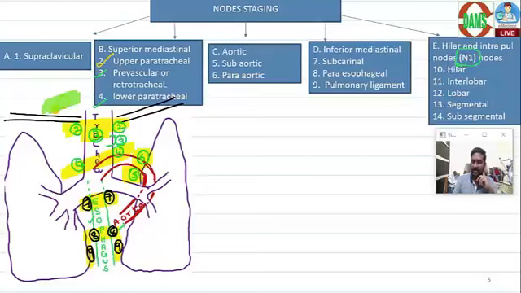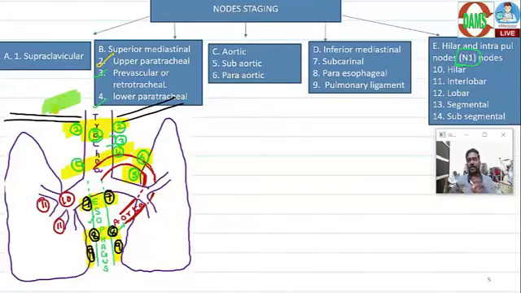So there are 3 stations: N1 station, N2 station, N3 station. That I will show you in a while. These hilar and intrapulmonary nodes, numbered 10 to 14, are also called N1 nodes. Where are they seen? Hilar lymph nodes, somewhere here, and interlobar lymph nodes somewhere here.